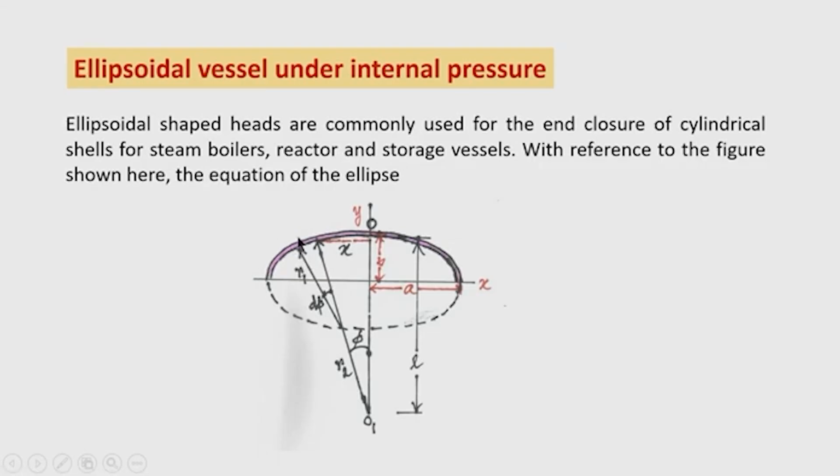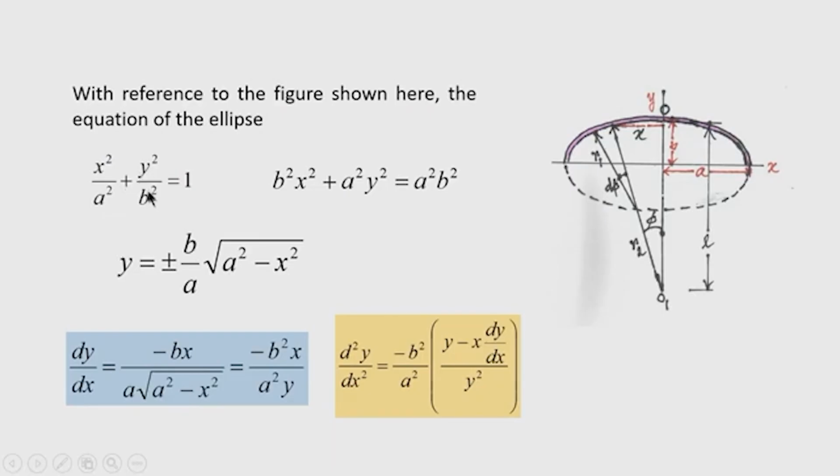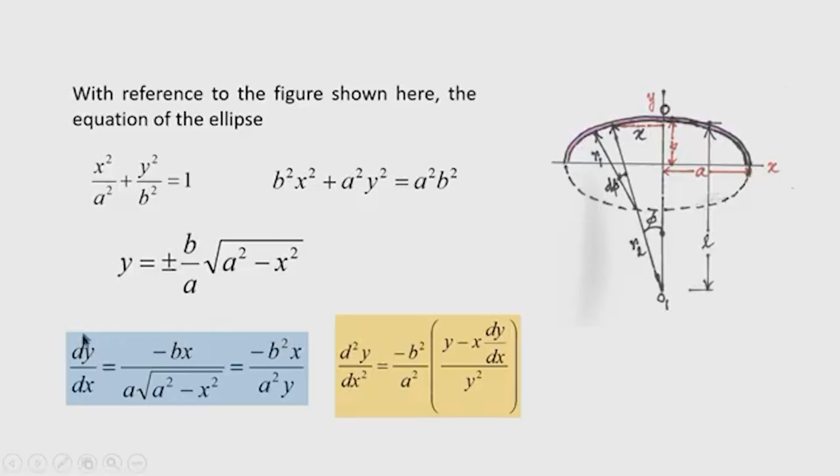Okay. Now, let us go to the mathematics part. With reference to the figure shown here, the equation of the ellipse is x square by a square plus y square by b square equal to 1. Okay. Now, this equation can be written as b square x square plus a square y square equal to a square b square. Then y is found as plus minus b by a root over a square minus x square. We want to find the principal radius of curvature of the elliptical curve. So, therefore, we need the first order derivative and second order derivative.